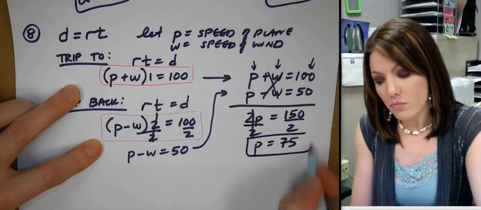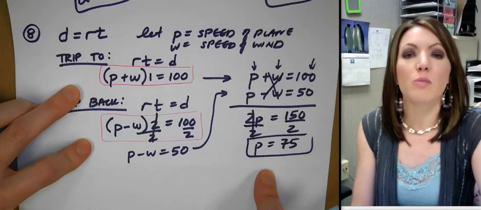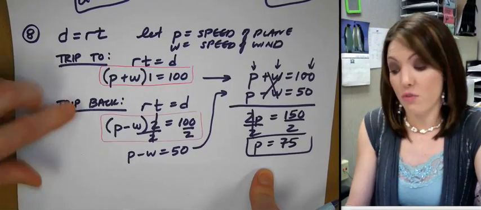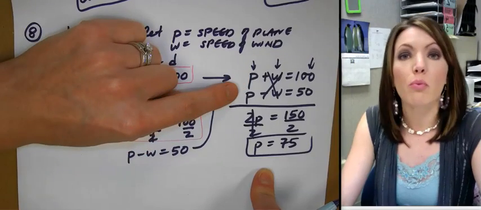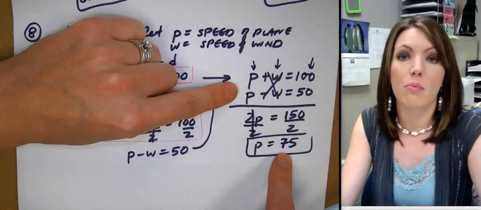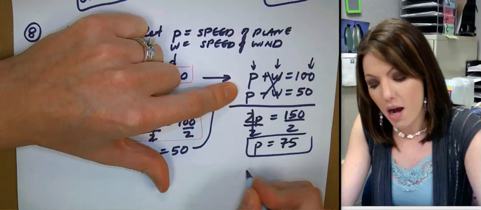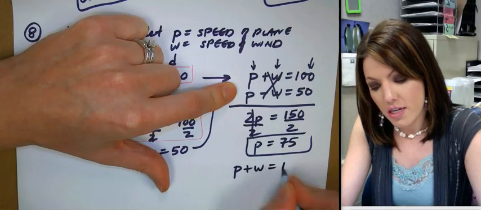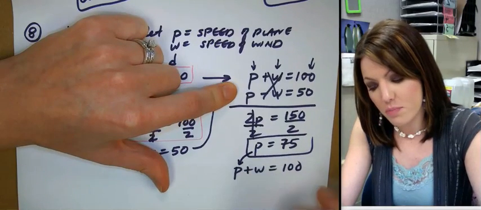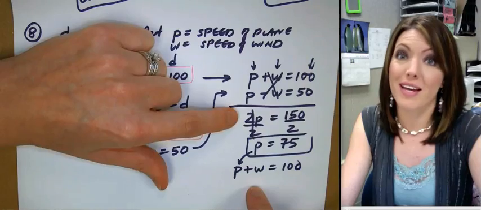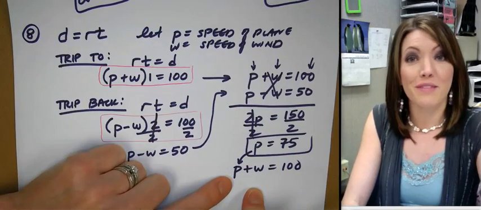Now, once we have the speed of the plane, from the relationships that we came up with up here, we can take that speed of the plane and plug it back into either of these equations to solve for the speed of the wind. So let's put it into this one. I'm not a big fan of negatives. Positives are better.